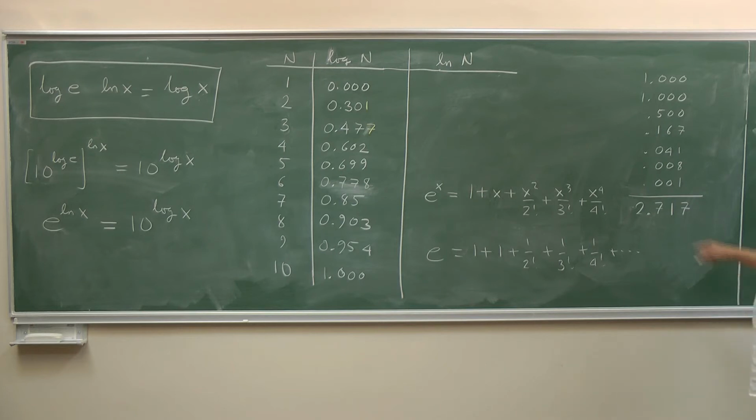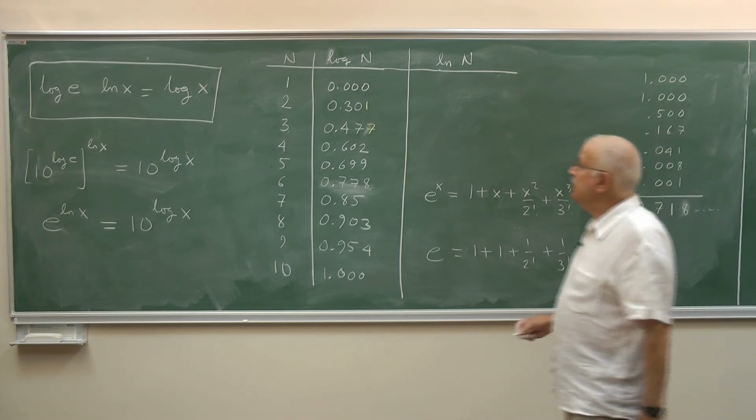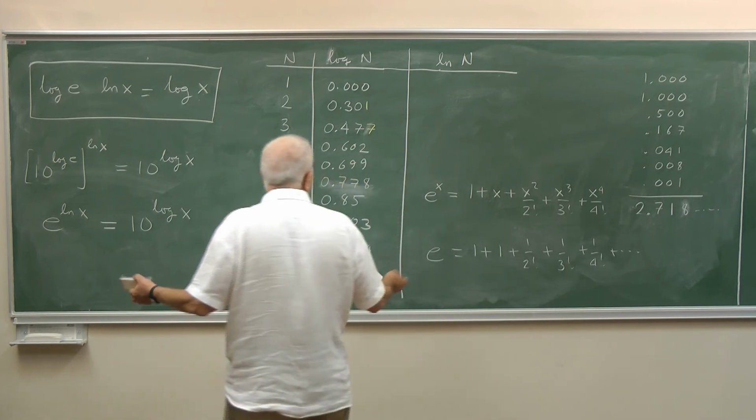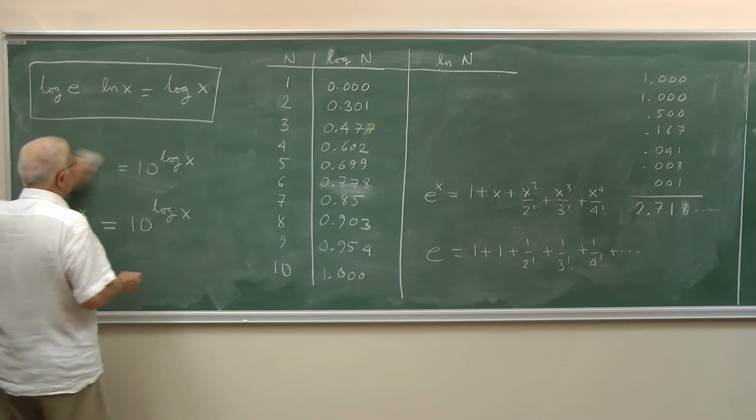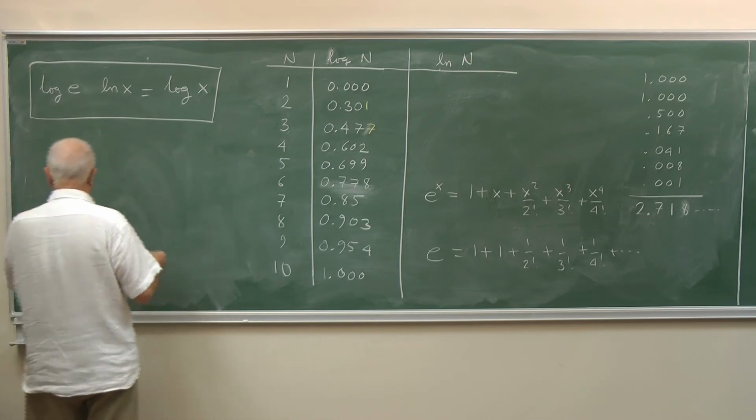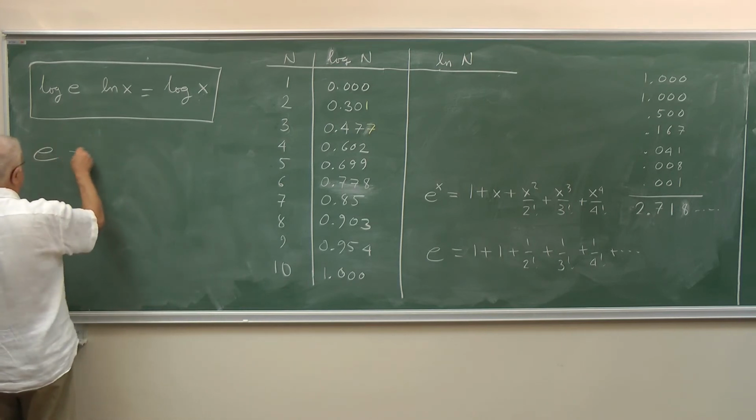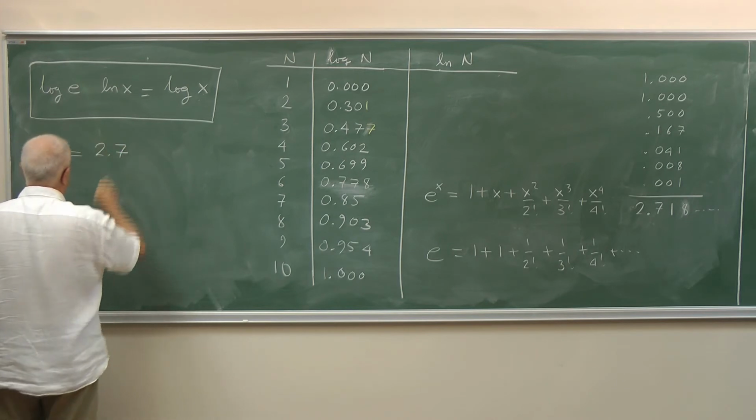The actual value is 2.718 and other digits, 2, 8, and so on. So e is basically, for our purposes, 2.7, approximately.